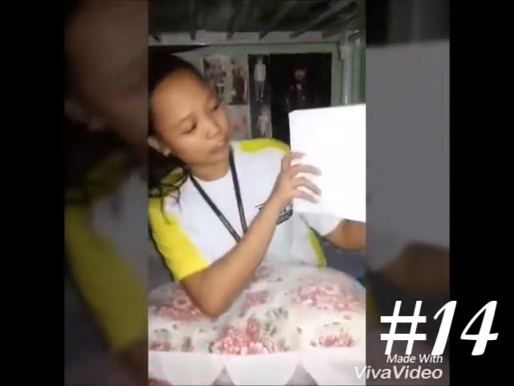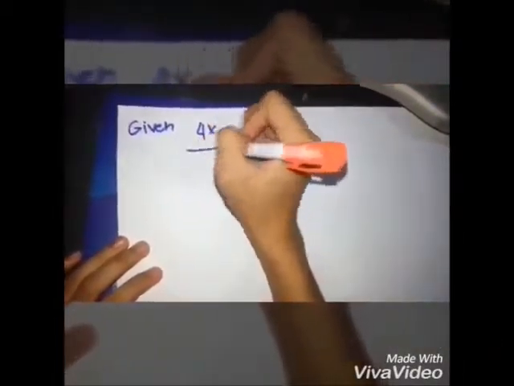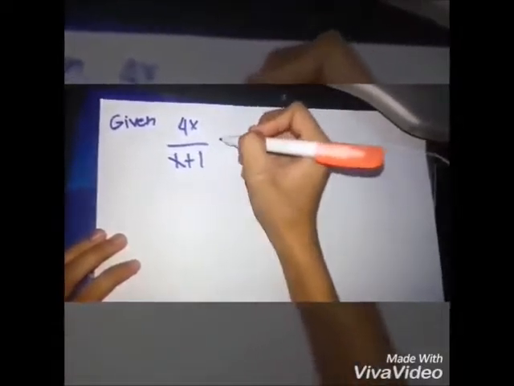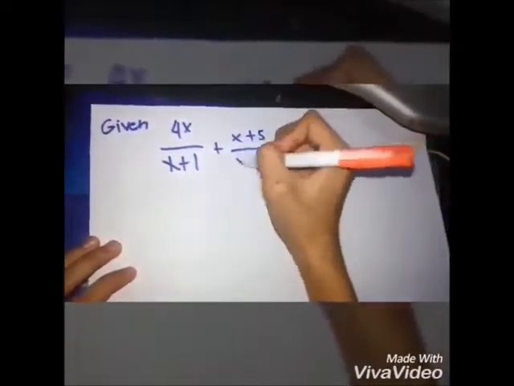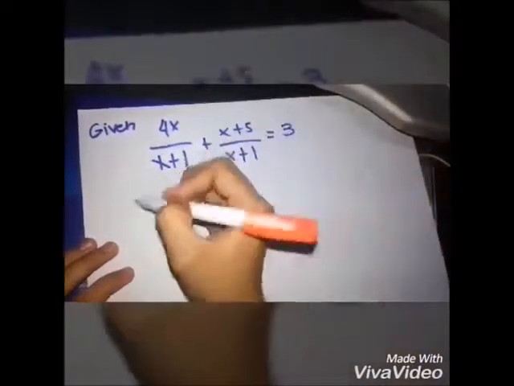Hi, my name is Rosemary P. Bagate from ABM-A2. This is my given: 4x over x plus 1 plus x plus 5 over x plus 1 equals 3. Use the bracket.